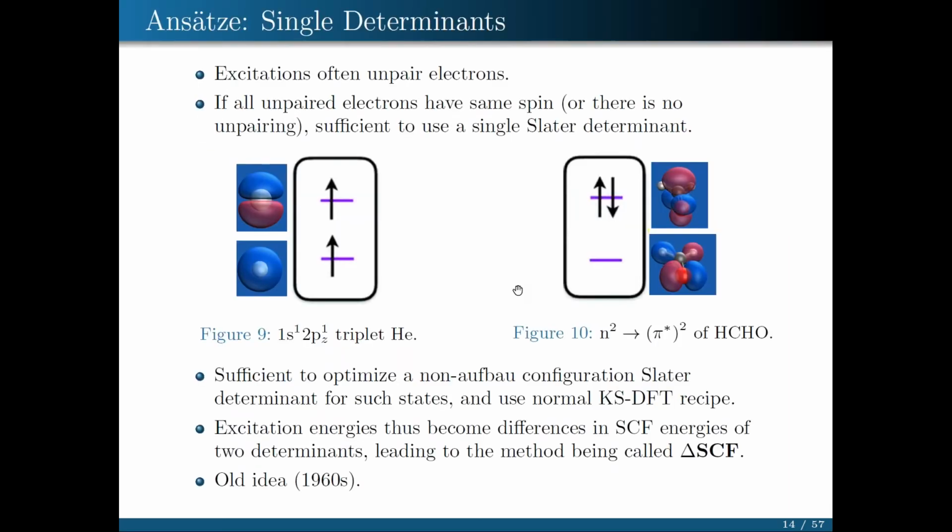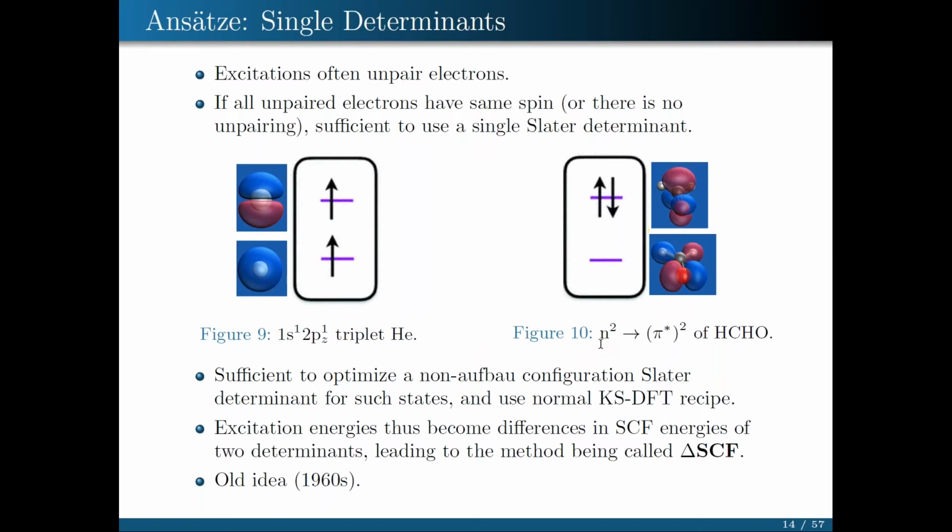The simplest sort of ansatz for an excited state would be a single Slater determinant, just as for the ground state. Electronic excitations often unpair electrons. However, if all the unpaired electrons have the same spin, such as the triplet state of helium on the left-hand figure, or if there is no unpairing of spin, such as this double excitation from the lone pair to the pi star orbital of formaldehyde, we can model the excited state with a single Slater determinant without any problems.